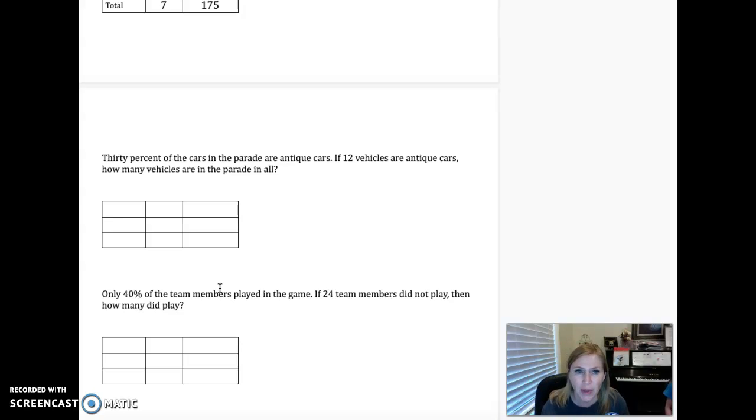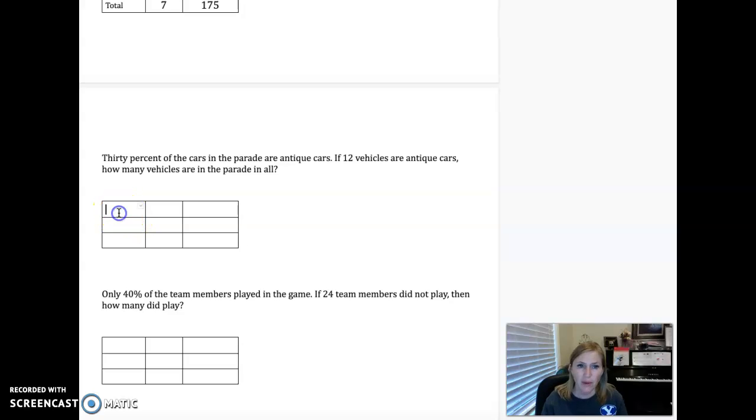Okay, so it says 30% of the cars in the parade are antique cars. If 12 vehicles are antique cars, how many vehicles are in the parade in all? That's a little bit trickier. So let's see how to write down the numbers that we're looking for. So we've got to find the missing words to begin with.